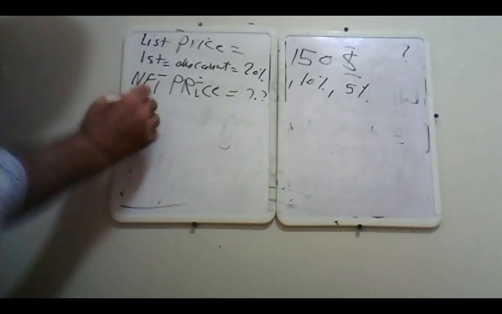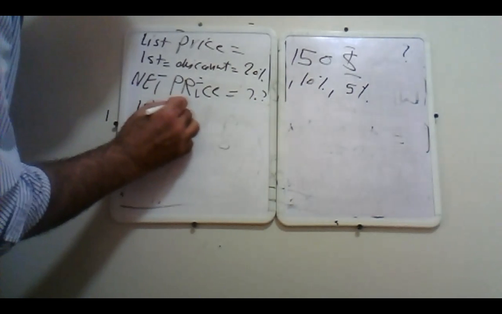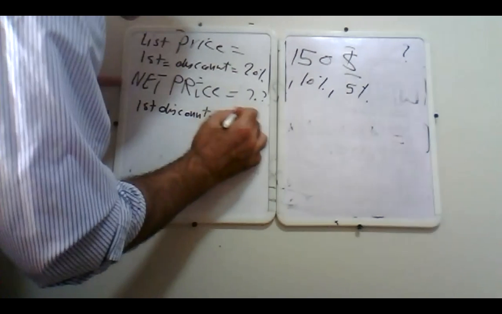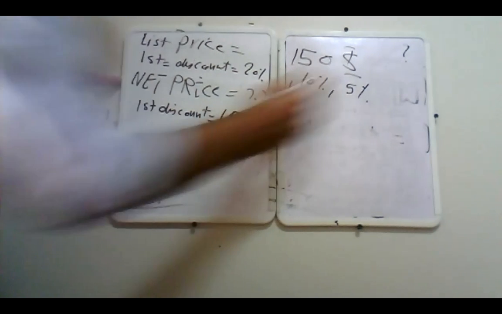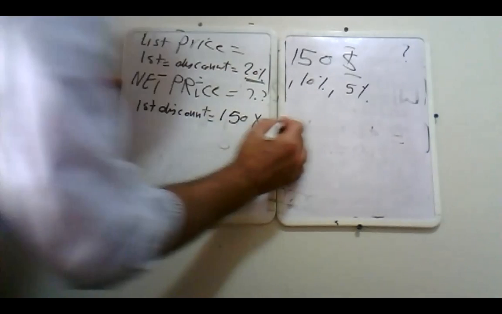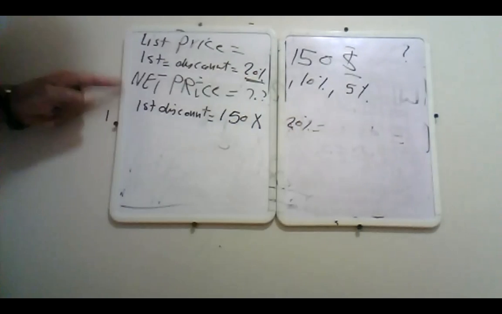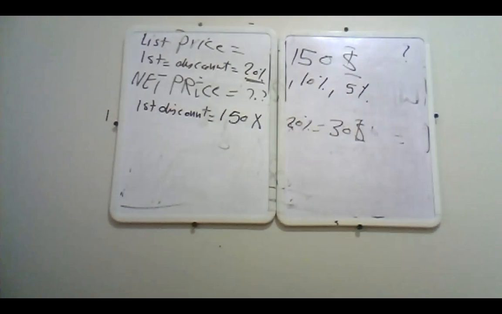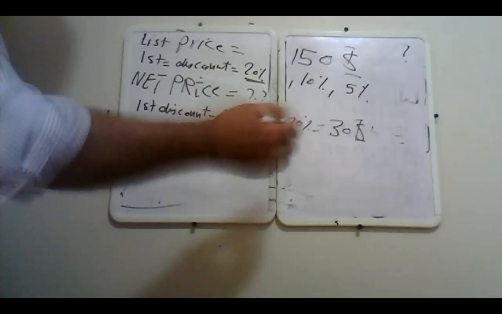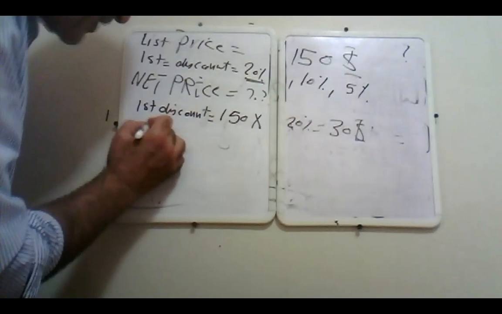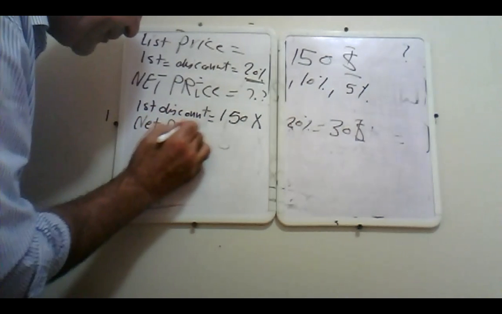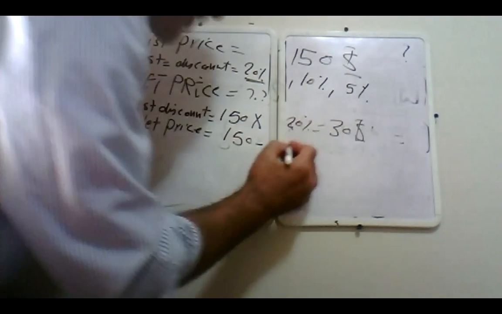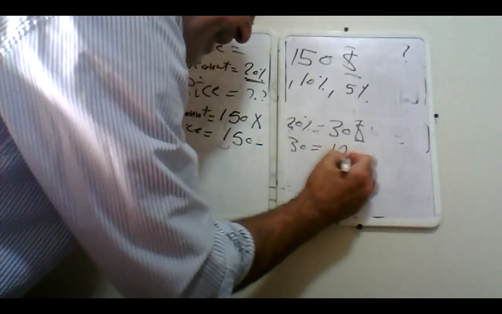First discount will be the $150 multiplied by the rate of the first discount. The rate of the first discount is 20%. Okay, that will come to $30. So the first discount is $30. So the net price after the first discount will be $150 minus the $30. Then this will be $120.